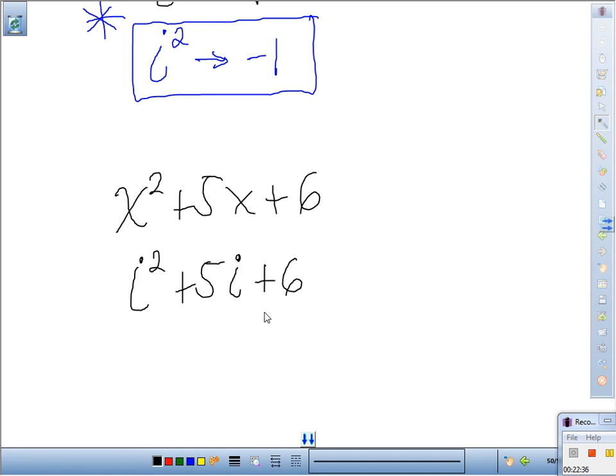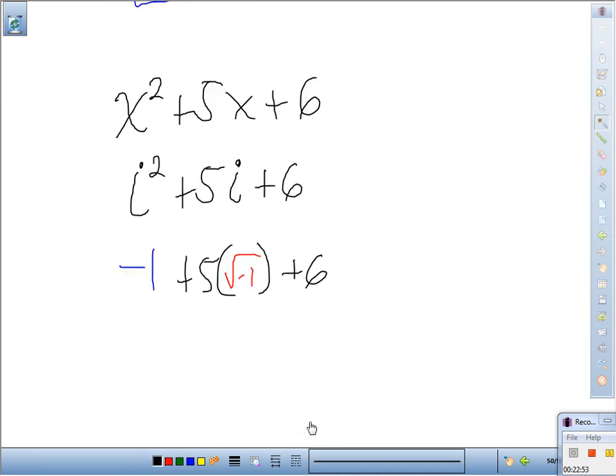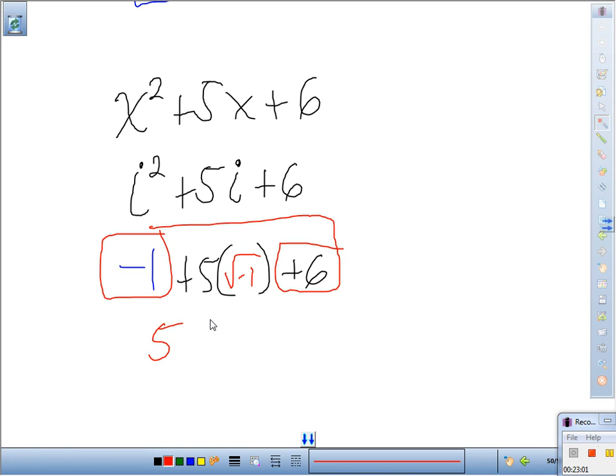Okay. What is I squared? -1 plus 5 times I. What is I? Square root of -1 plus 6. Can I simplify from there? Yes. This one with this one gives me 5, and I'm left with plus 5 square root of -1. Can I simplify this anymore? No, so I'm left with 5i. Copy that, please.